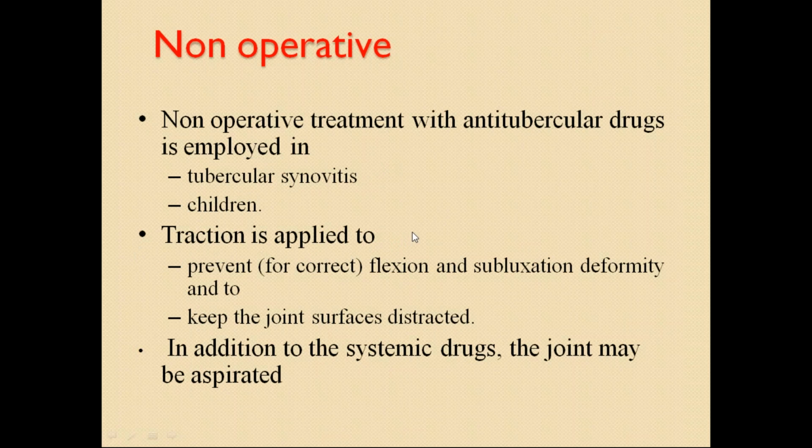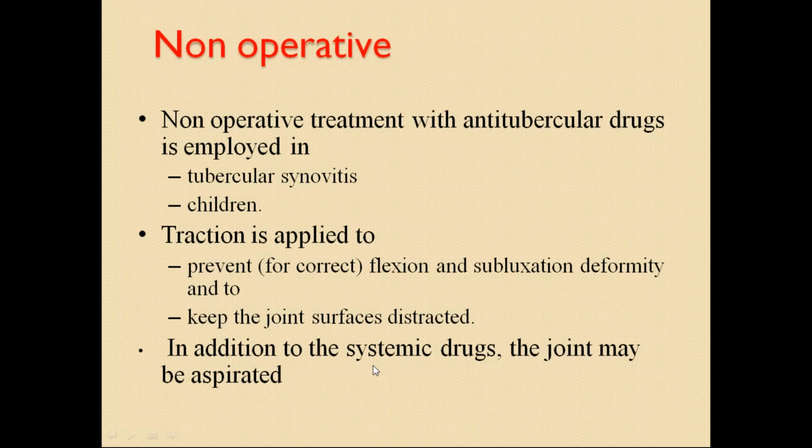We have to relieve the pain, so we'll go with anti-tuberculosis drugs and then non-steroidal anti-inflammatory drugs. And we'll apply traction. Why is traction applied in this case? We want to avoid flexion and subluxation deformity of the knee joint. This traction helps to keep the joint in minimal flexion or in extension, so keep the joint well distracted. So we are applying traction.